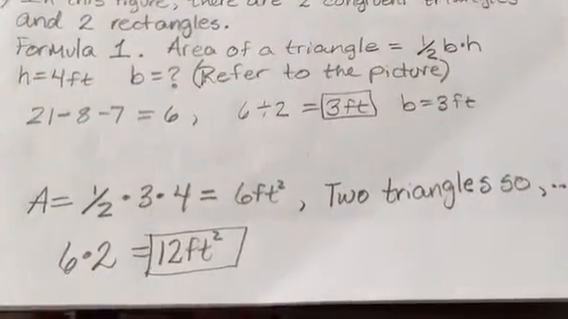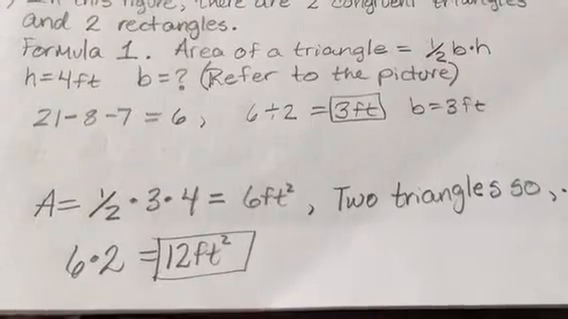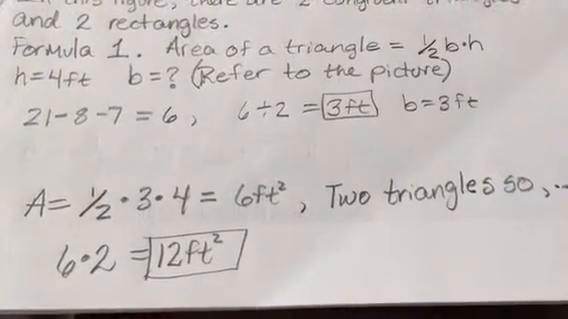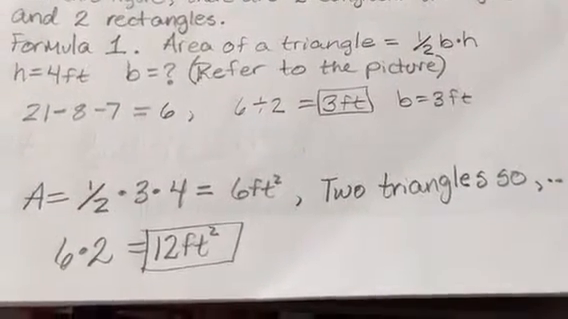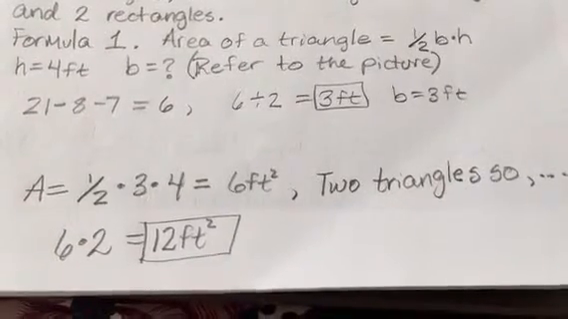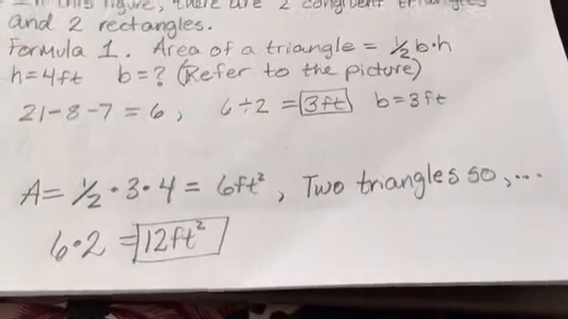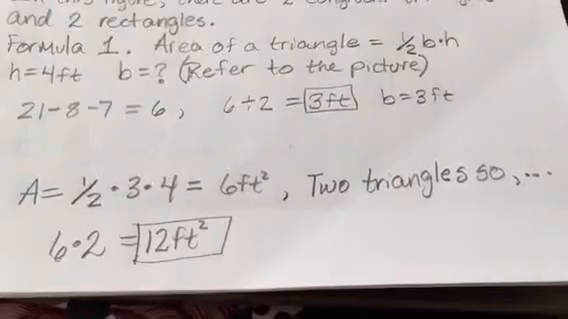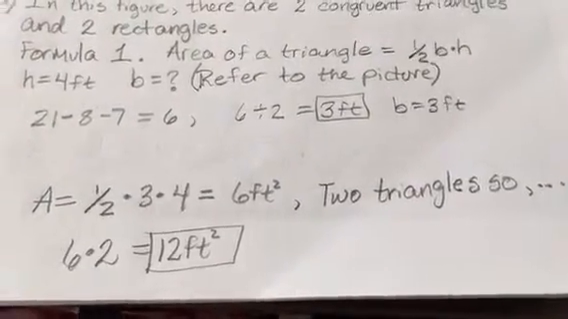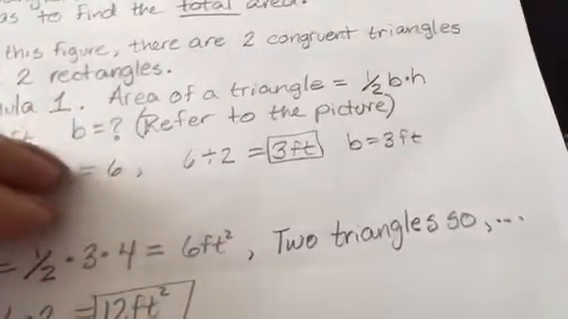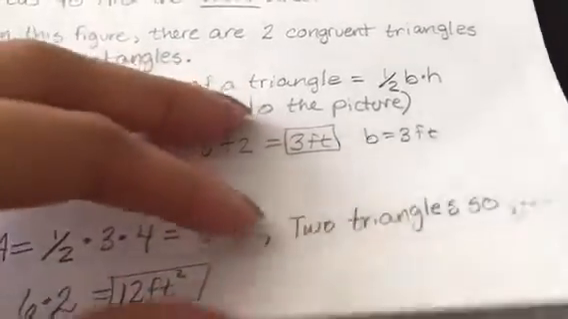So the area of one of the triangles is 1/2 times 3 times 4, which is 6 square feet. And of course, since we have two triangles, we'll do 6 times 2 to get 12 square feet. Now we need to go to the rectangles.